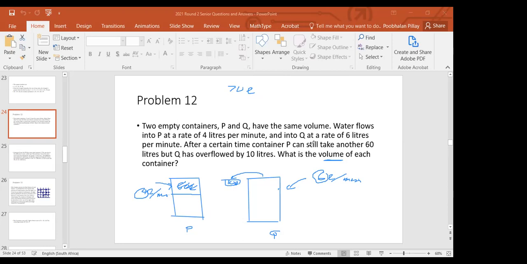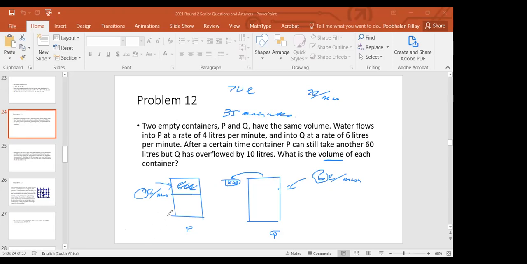is as a result of 2 liters per minute. That's the extra. Which means that this water has been flowing. For each minute it was gathering 2 liters extra. To gather 70 liters, it would have taken 35 minutes. So in other words, water has been flowing into this thing for 35 minutes. The question is, what is the volume of each container? Right? Water has been flowing for 35 minutes.